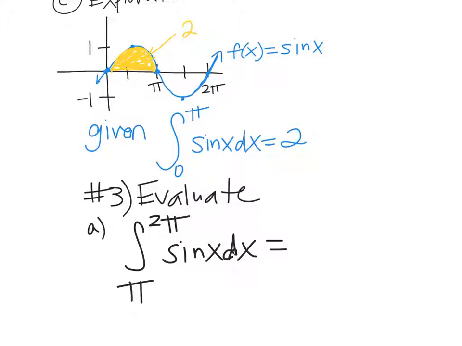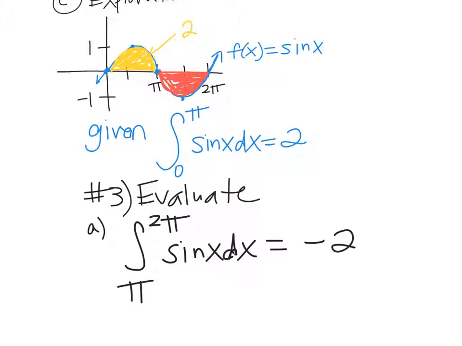Okay? Just given that the integral from 0 to pi of sine x dx is 2, then we're going to be able to find this. And what would the answer be? -2. Perfect. This right here is from 0 to 2 pi. It's exactly the same shape. It has an area of 2. The integral, though, is below the x-axis. So it's a negative area. So it's going to be -2.